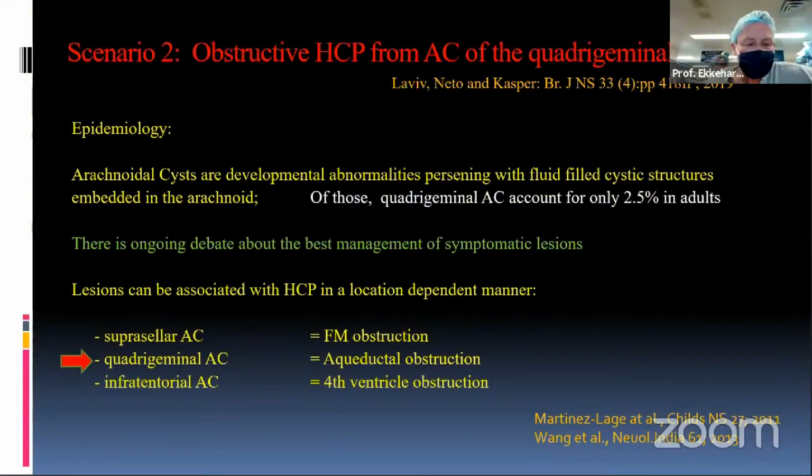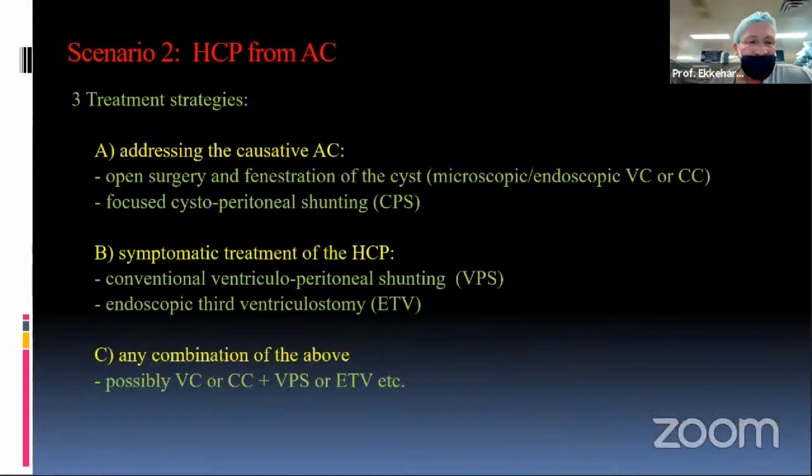And lesions can be associated with hydrocephalus in various locations. So the most frequent ones are suprasellar arachnoidal cysts. Then there are infratentorial arachnoidal cysts. And in this case, I want to show you a case of a quadrigeminal arachnoidal cyst with aqueductal obstruction. Again, there are 3 treatment strategies that come to mind. You can address the causative lesion and basically take care of the arachnoidal cyst through open surgery and fenestration of the cyst, which can be done microscopically or endoscopically with a ventriculocisternostomy or a cystocisternostomy. You can also do focused shunting of the cyst, which is difficult in this location.